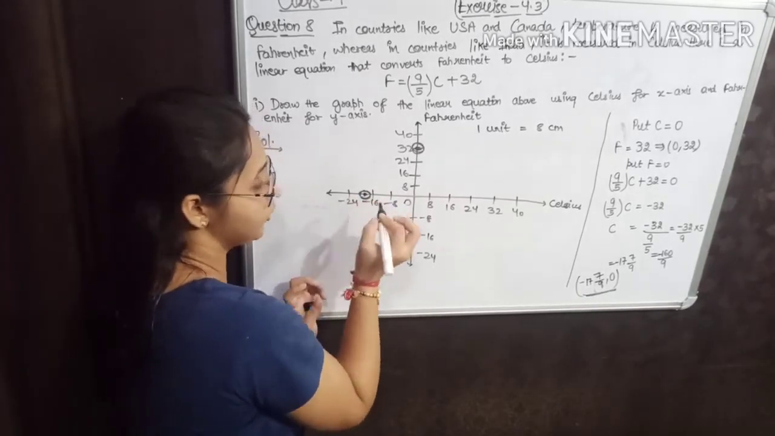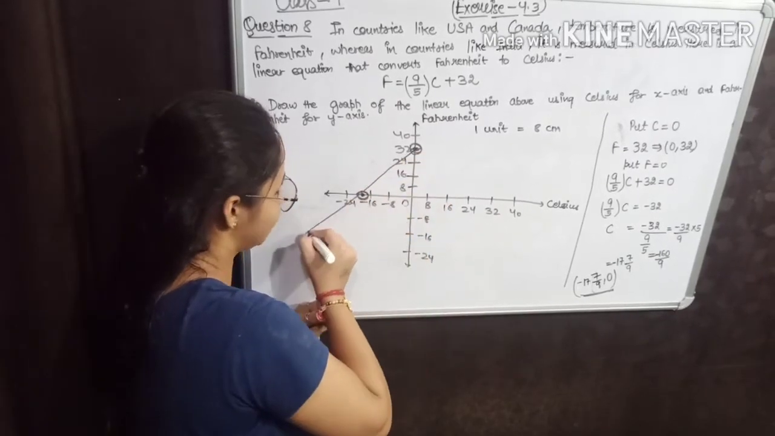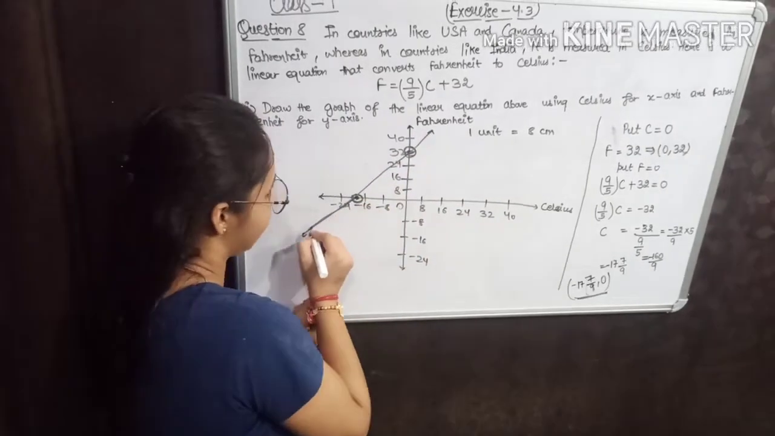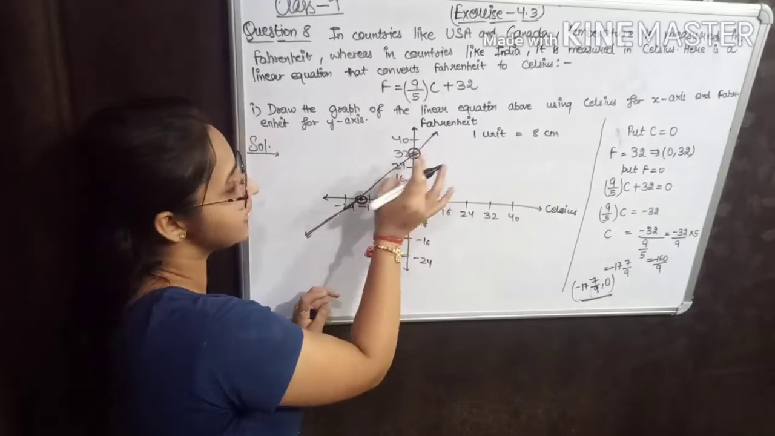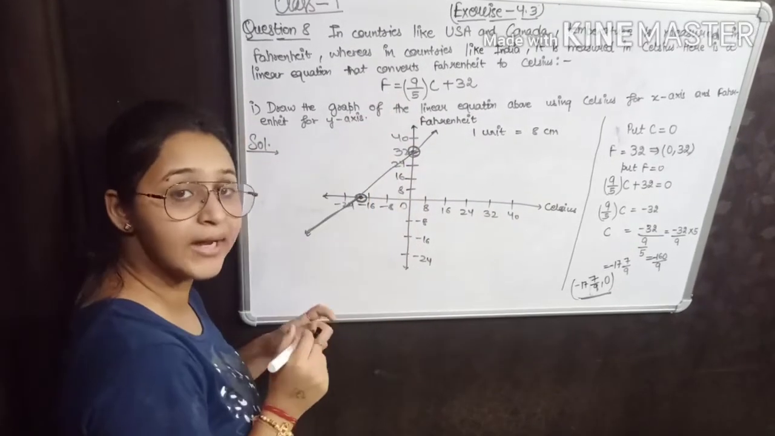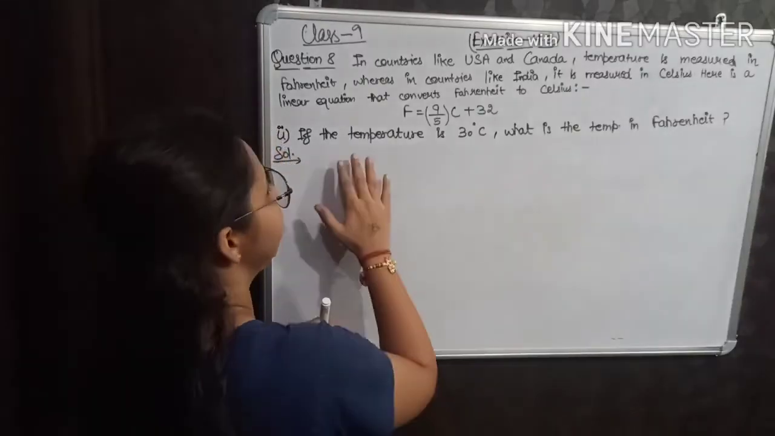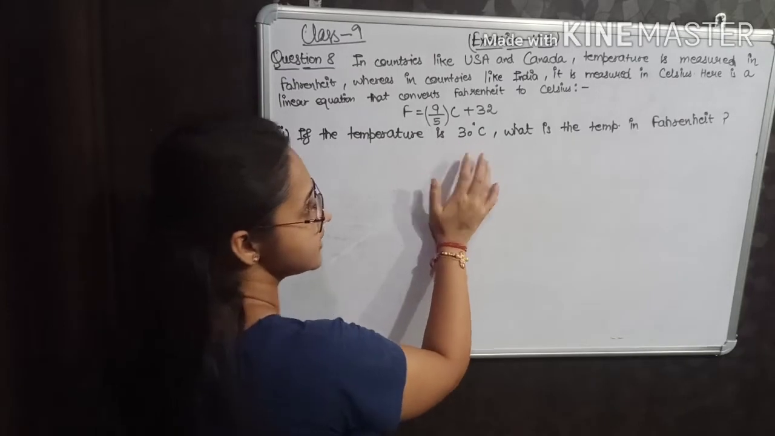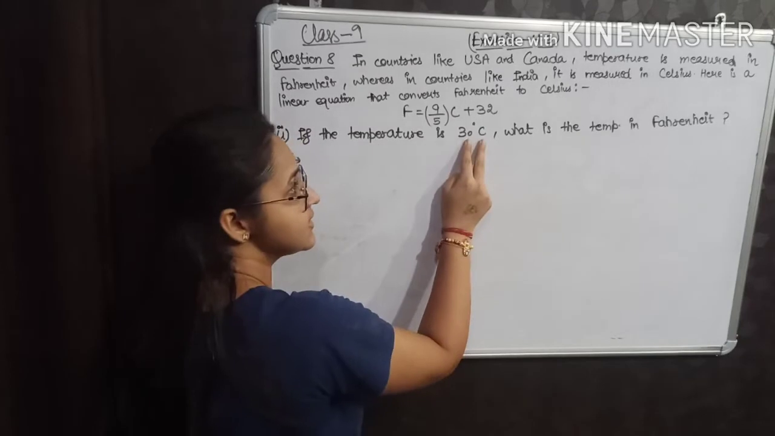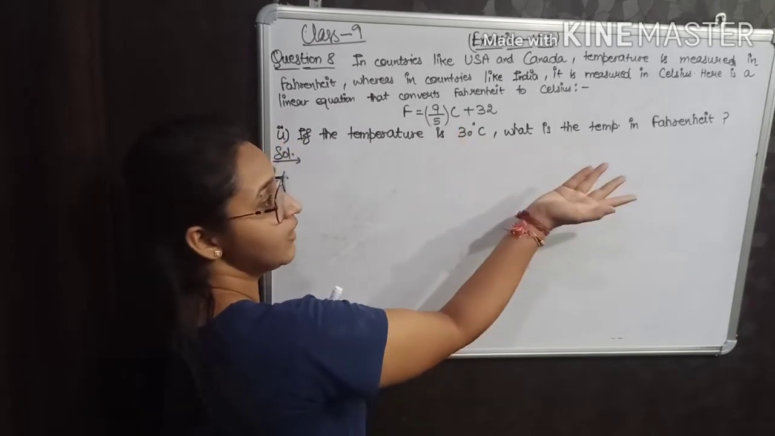Okay. So now the final step is you have to join these points. You have to join these points to make a line, and this line is the graph of the equation F is equal to 9 by 5 C plus 32. Now the second part is, if the temperature is 30 degrees Celsius, what is the temperature in Fahrenheit? It means 30 degrees Celsius is the value of C. C is equal to 30 and you have to find the value of F.